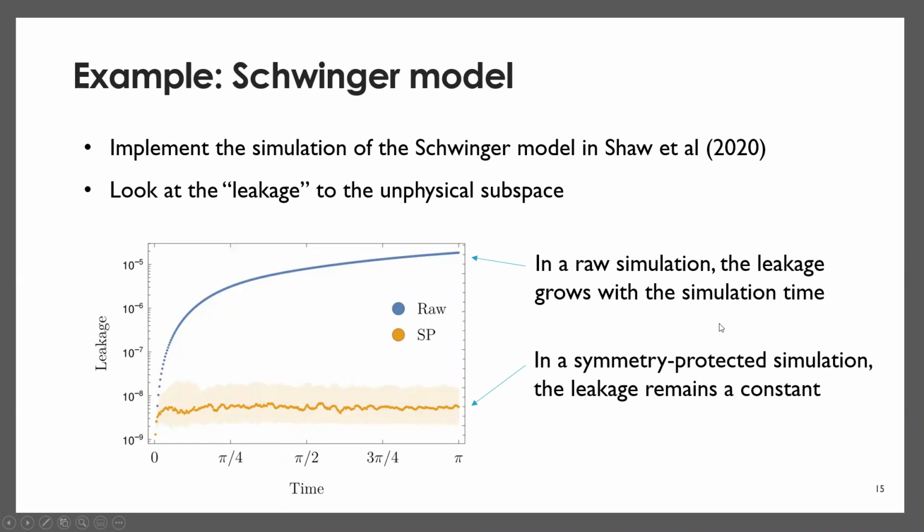And in this case, we chose the symmetry protection in a random way. And we note that this leakage can be suppressed even further if we had chosen this symmetry protected simulation in an optimal way.